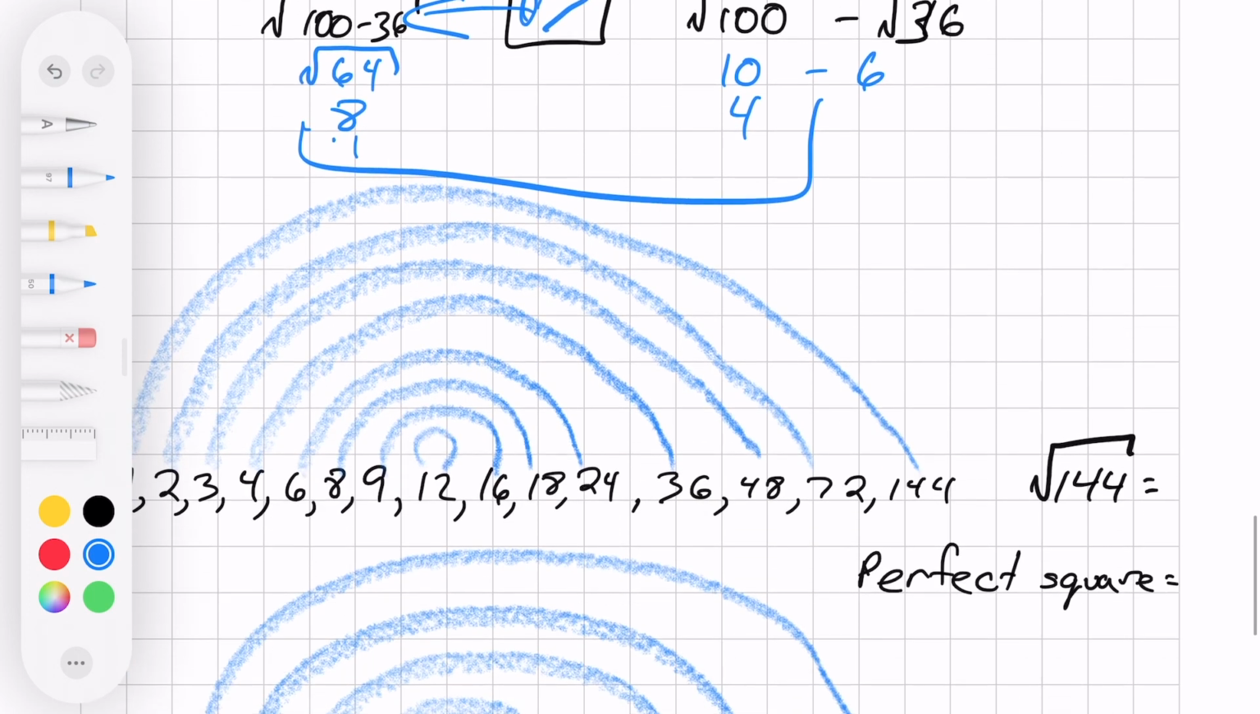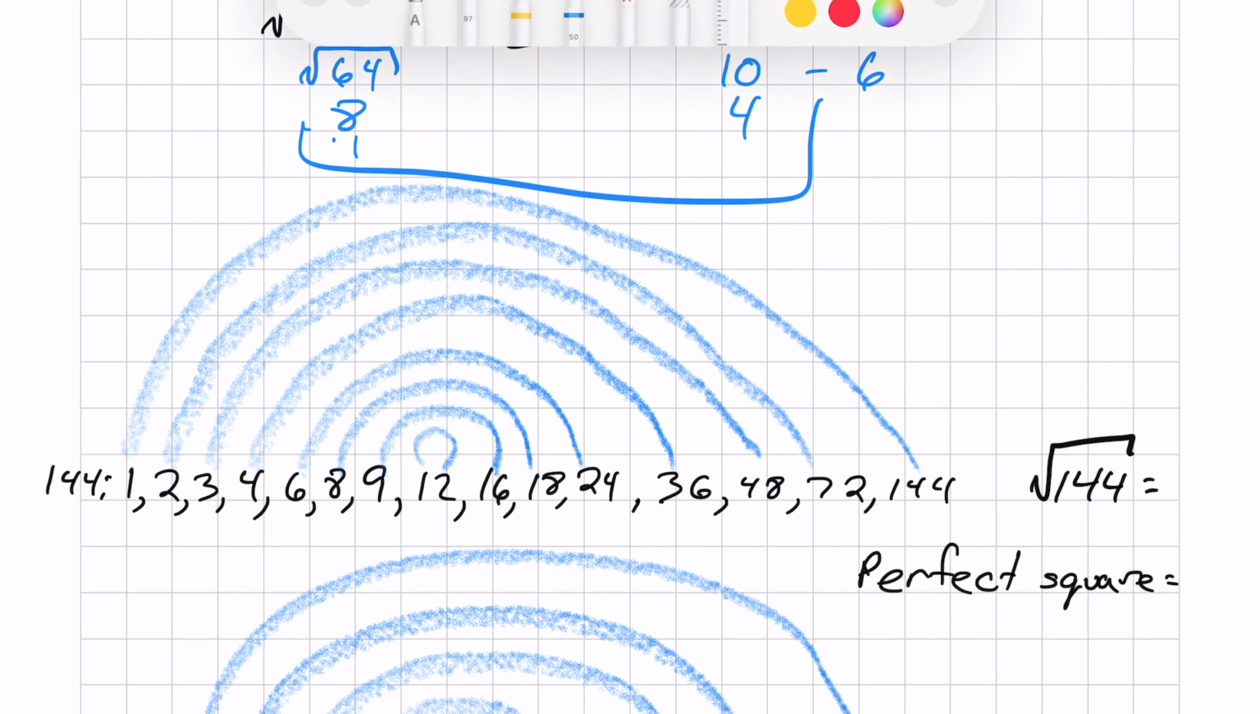Okay, get this out of the way. Now we're looking at factor rainbows, okay? I like doing the factor rainbows. I think they're fun. So we're using the factor rainbows in order to help us find the square root of 144. Okay, so if we're looking at this, what number multiplies by itself? So clearly, while we're looking at that, we can see that 12 has a loop that comes back on itself. So that means the square root of 144 is 12. It also means the perfect square in this factor rainbow is 12.